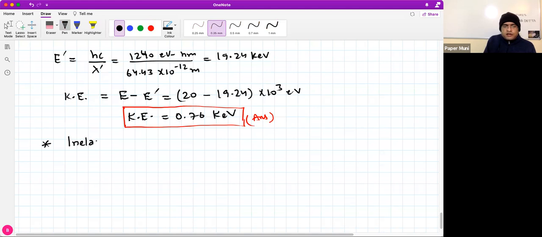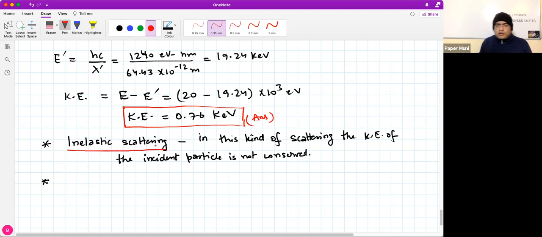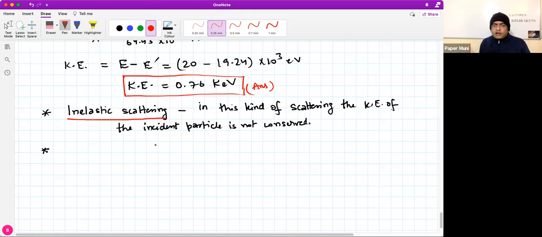There's one thing which is called inelastic scattering. In this kind of scattering, the kinetic energy of the incident particle is not conserved. This is the definition of inelastic scattering. If you calculate the kinetic energy of the incident particle before and after the scattering, both will not be equal. Wherever that phenomenon happens, it's called inelastic scattering.